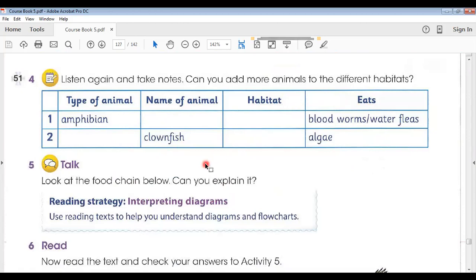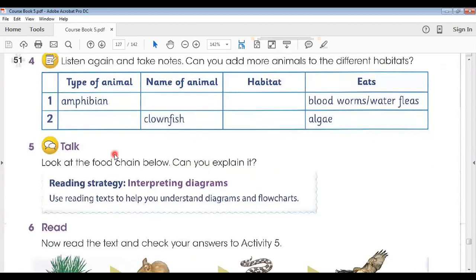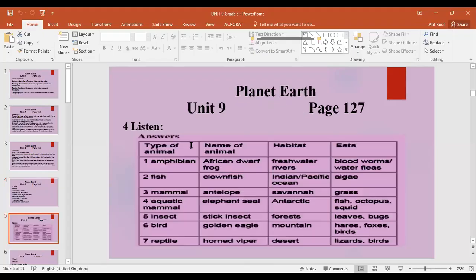I've played the track twice during the lesson, and I encourage the students to find the answers as much as they can. So they found the answers, and then I displayed the answers as well. So here are the answers on your screen right now.